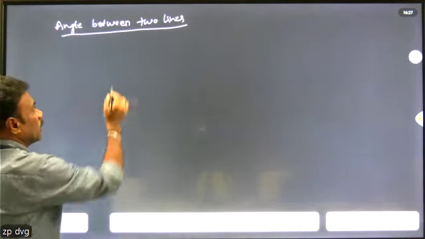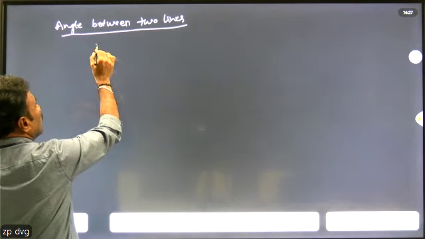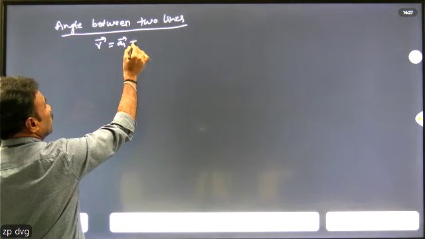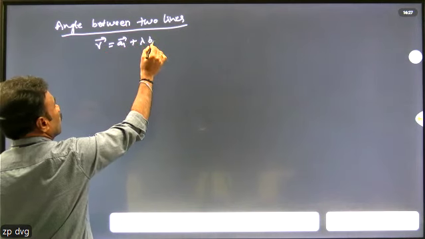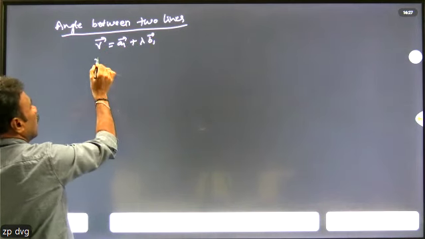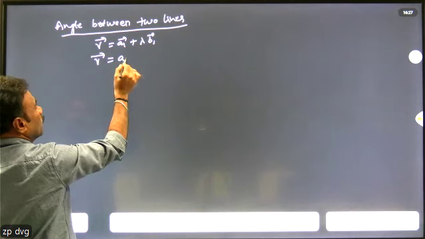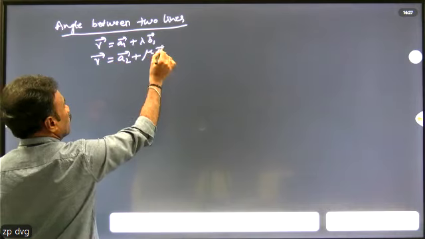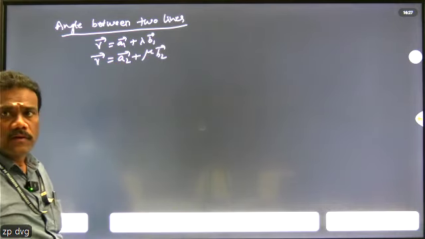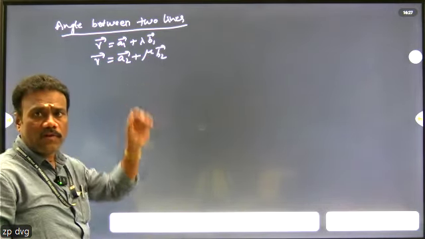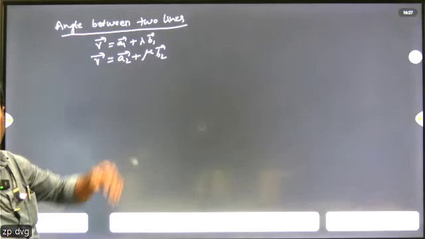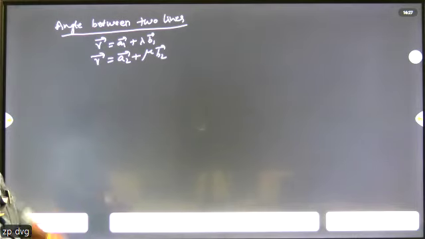Suppose I am taking r bar is equal to a1 bar plus lambda b1 bar, and r bar is equal to a2 bar plus mu b2 bar, are two lines.